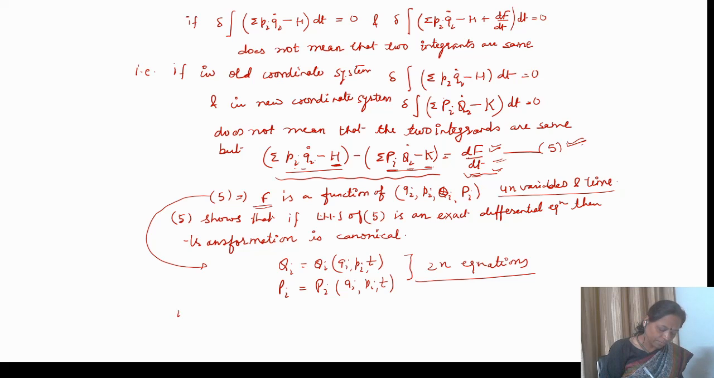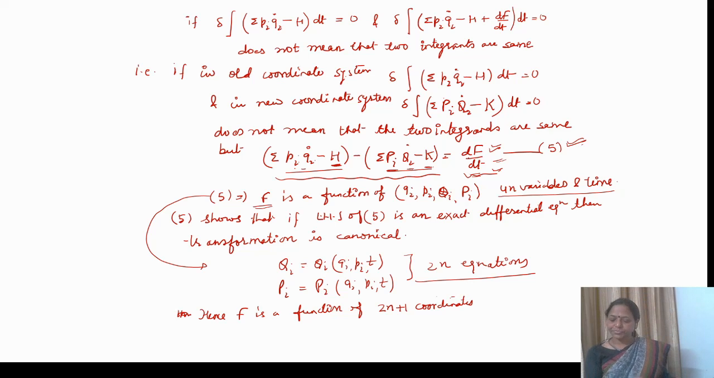So hence f is a function of 2n plus 1 coordinates. And finally, you may define f as a function of n old, n new, and time.